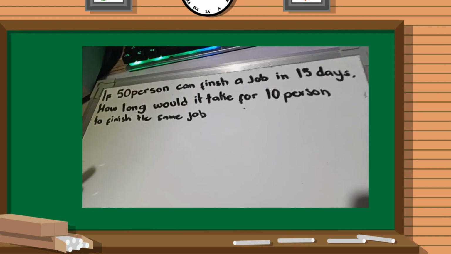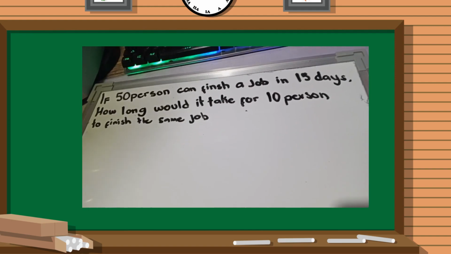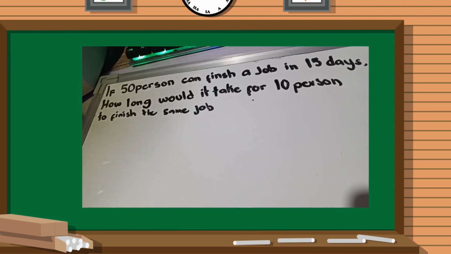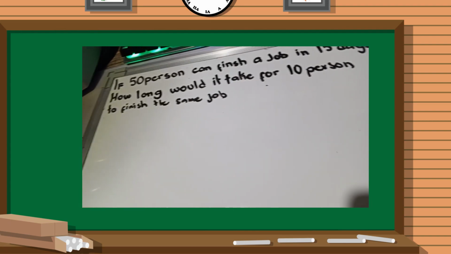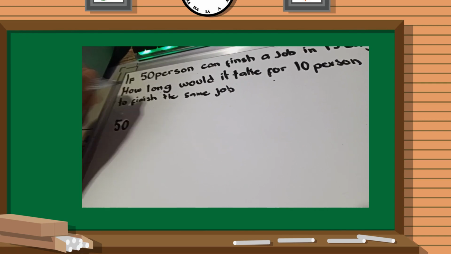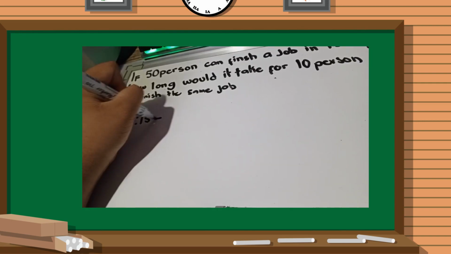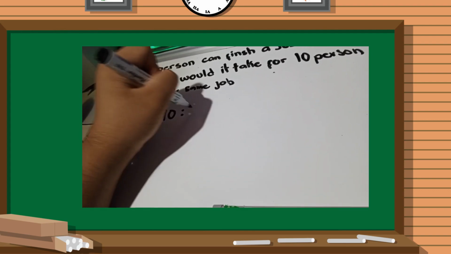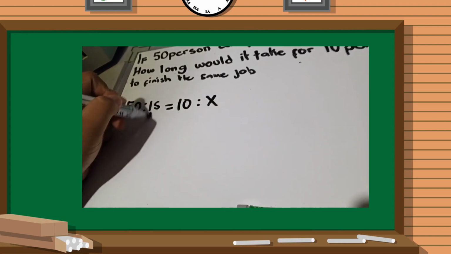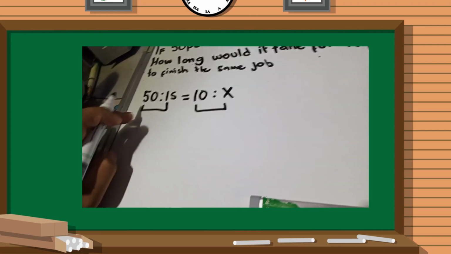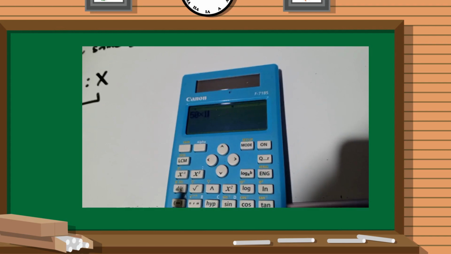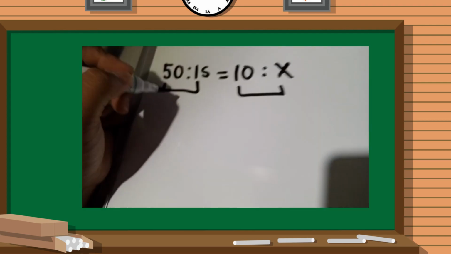For the last example, we have if 50 person can finish a job in 15 days, how long would it take for 10 person to finish the same job? Just like the given example before, we first identify the given variable, the given. So 50 and 15 days is equals to 10 over x muna since missing. After this one, multiply natin sila both. 50 multiplied by 15, let's check. 50 multiplied by 15 equals to 750.